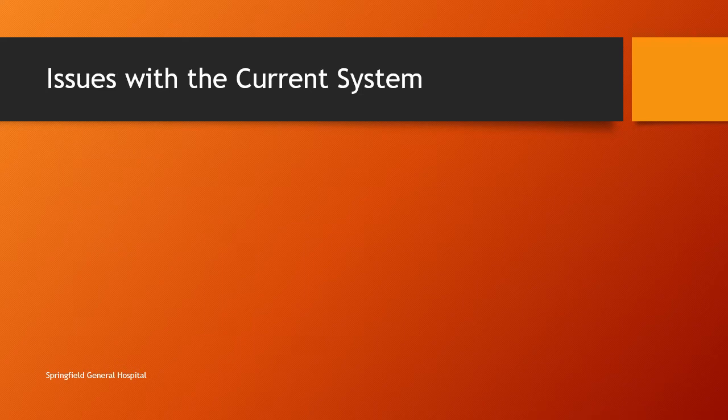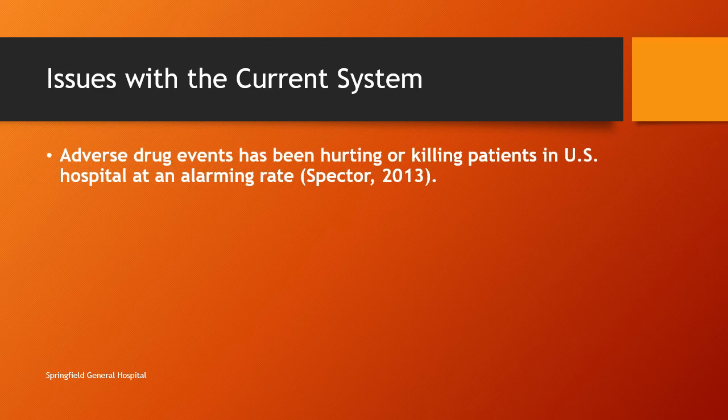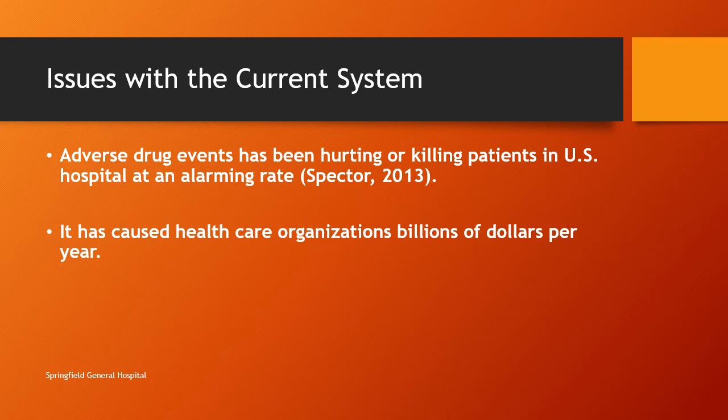Let's go over the issues with the current system. Adverse drug events, which include things like prescription errors and miscommunication due to similarities of drug names, have been hurting and killing patients in United States hospitals, and it's a good amount of them, to the point that it's an amount of concern. And it costs healthcare organizations billions of dollars per year. So there's a loss of money and a loss of life.